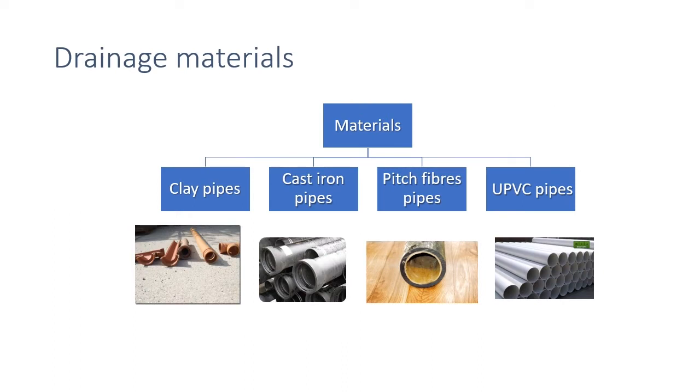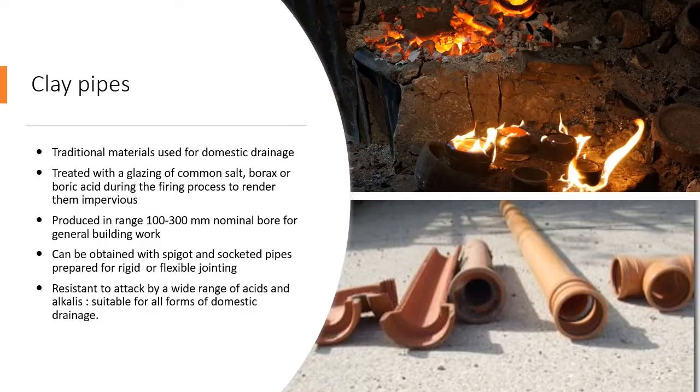The materials for pipes are clay, cast iron pipes, pitch fiber pipes, and UPVC pipes. It is a traditional material used for domestic drainage, treated with the glazing of common salt, borax, or boric acid during the firing process to render them impervious. Produced in range 100 to 300 mm nominal bore for general building work.